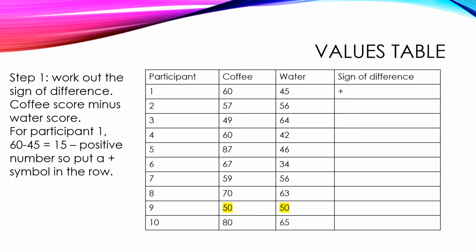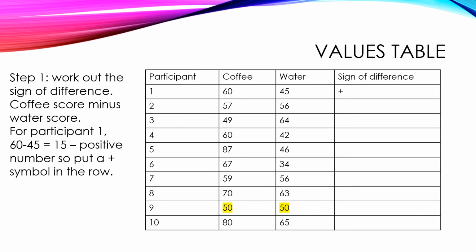So if I draw your attention now to this values table, you'll see that I've got all my participants on the left side in that first column. Then I've got coffee and then I've got water. Now in the coffee, on the first row, you'll see I've got the number 60. That is how many words my first participant said when they were asked to talk in that 1 minute period after they drank coffee. And then water, they said 45 words in that 1 minute period.